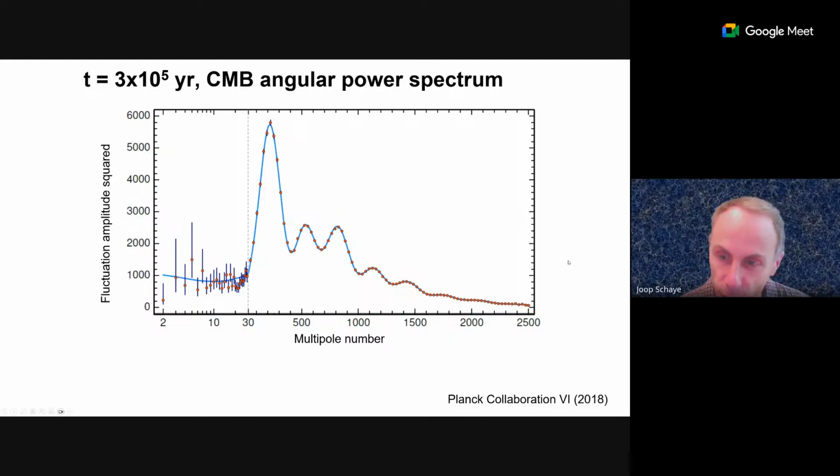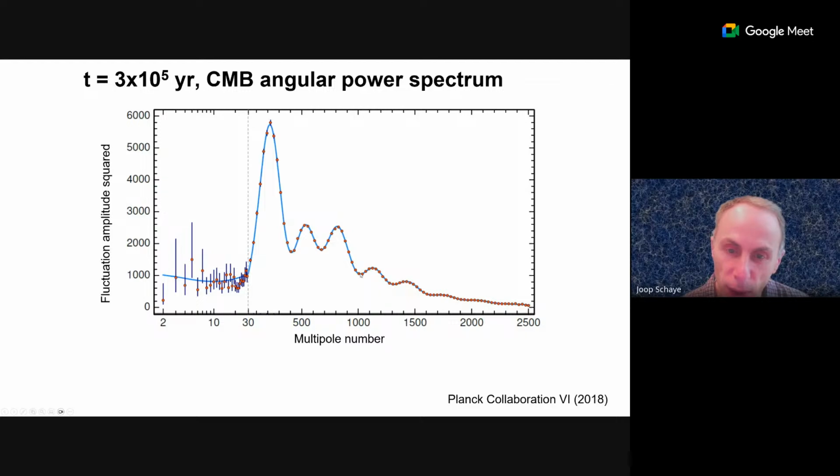So on the right are small scales, angles that are close together. On the left are large scales. And then the y-axis is the temperature difference between those directions on average. And you see this particular pattern emerging, why that looks like that I won't go into today.